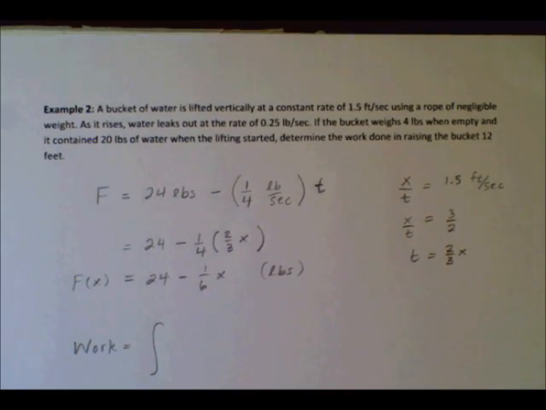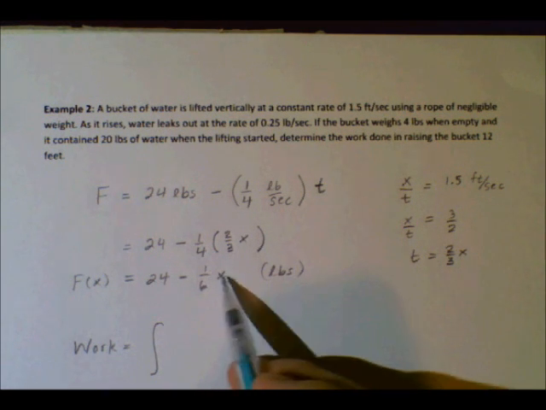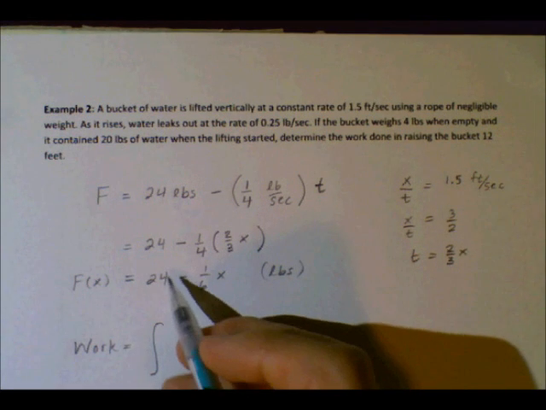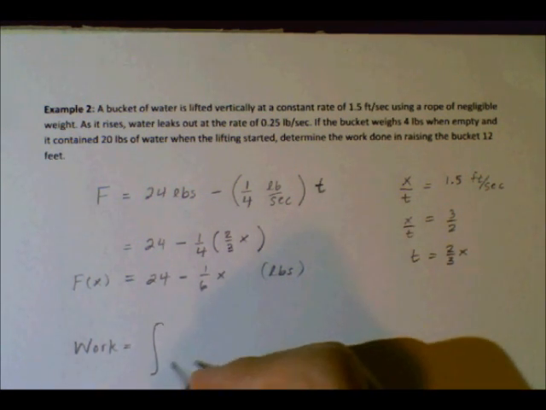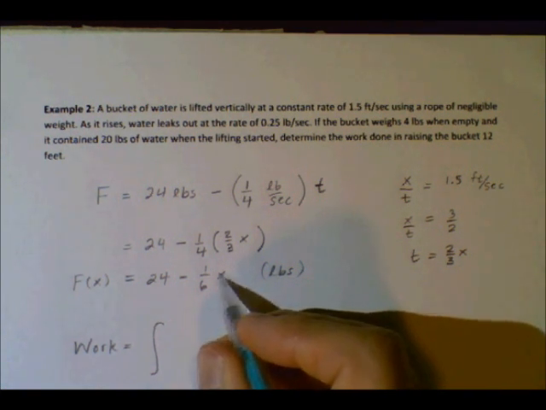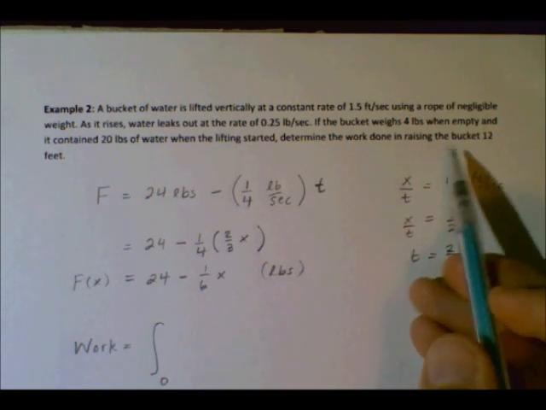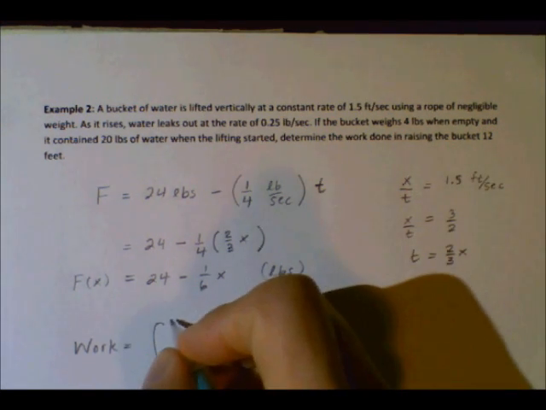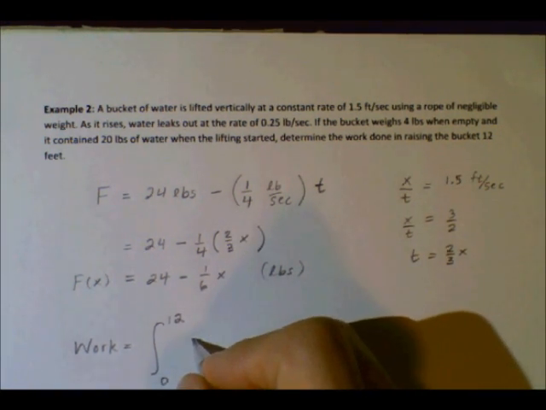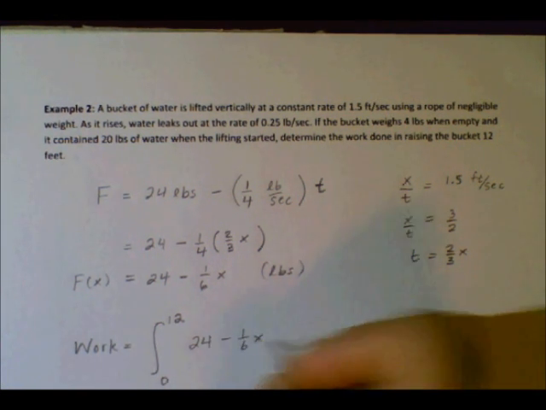Well, we're starting with x equals 0. Obviously, when we start, the weight of the bucket is 24. That occurs when x is 0. Weight of the bucket, I should say the bucket water system. The bucket plus the water in the beginning is a total of 24 pounds. That corresponds to x equals 0. And we raise the bucket 12 feet, so my upper limit of integration is going to be 12. The variable force is 24 minus 1/6 x.